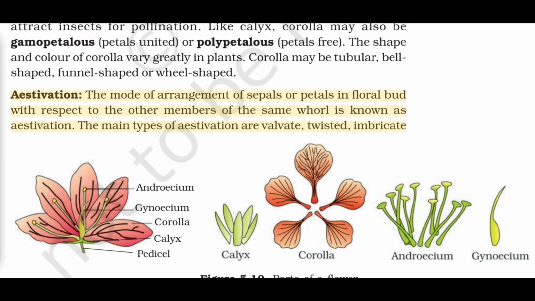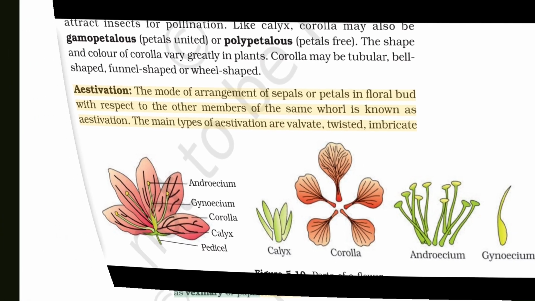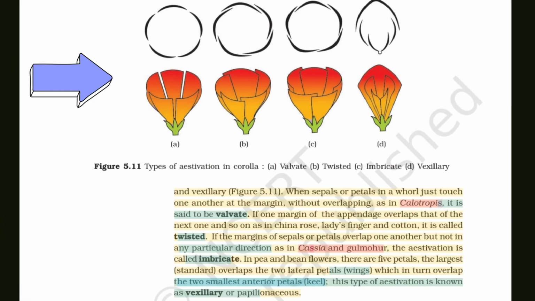Estivation: the mode of arrangement of sepals or petals in floral bud with respect to the other members of the same whorl is known as estivation. The main types of estivation are valvate, twisted, imbricate and vexillary, figure 5.11. When sepals or petals in a whorl just touch one another at the margin, without overlapping, as in calotropis, it is said to be valvate.